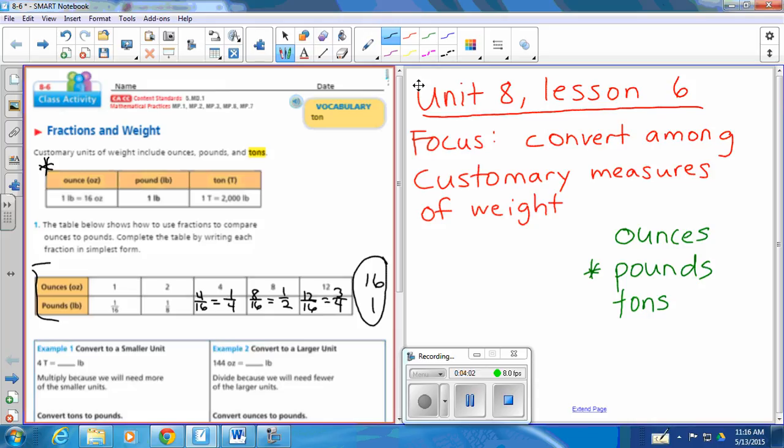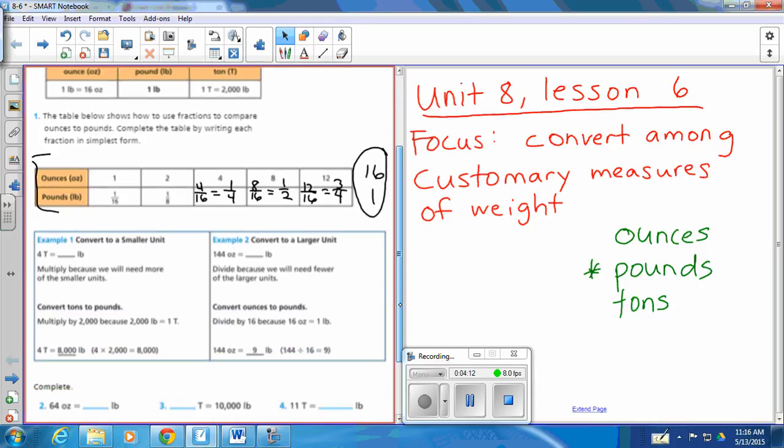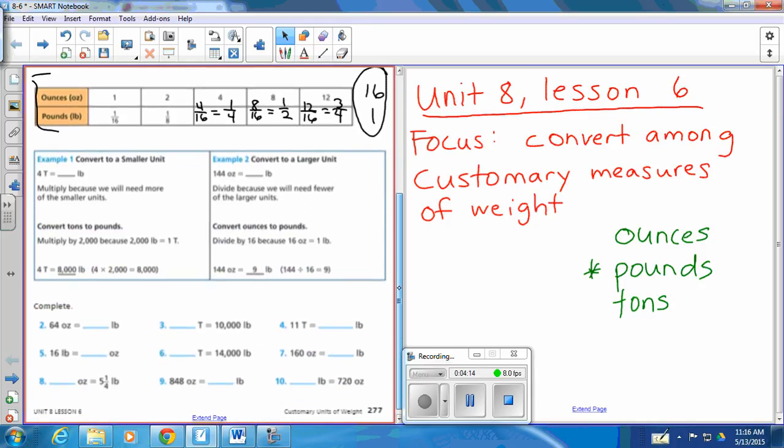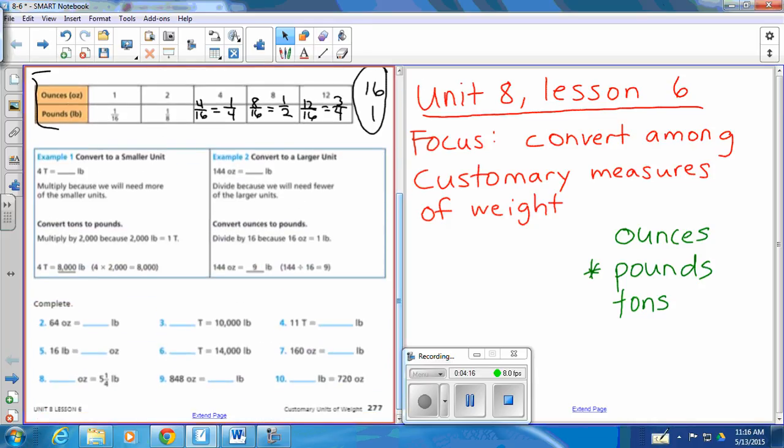Filling in that table and seeing the relationship between those terms is going to help you through your conversions that are coming later on down the page and in your homework tonight. Your homework on Think Central looks very similar to what you're used to. You'll have some conversions just like this. You'll have some word problems. So it's very similar to what we've been using. Let's try some of these.